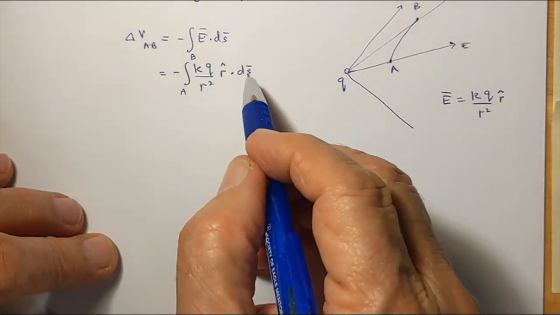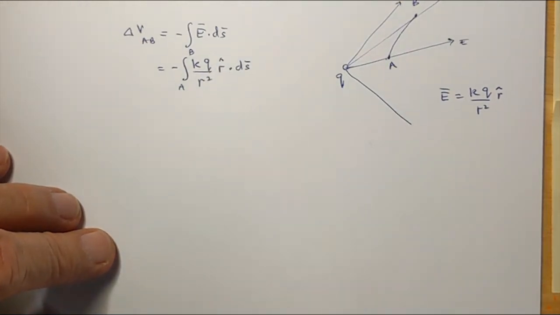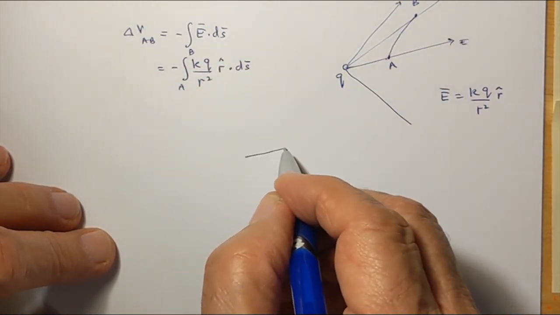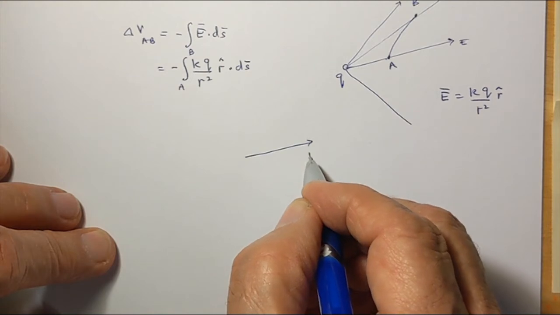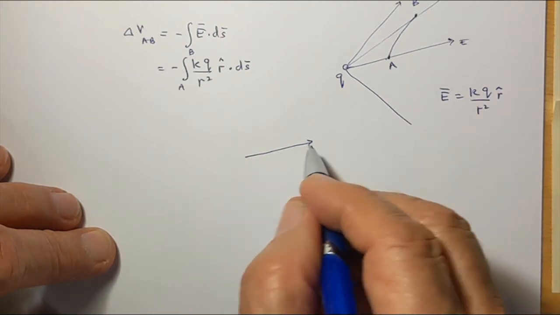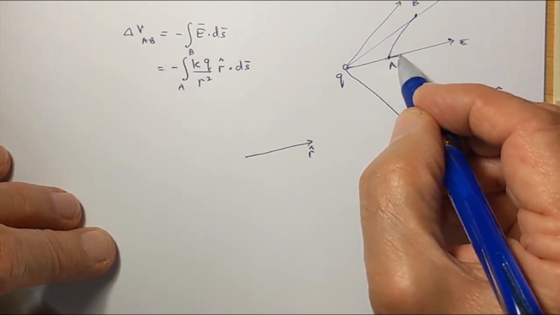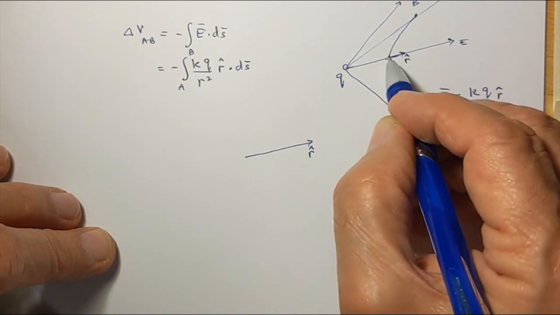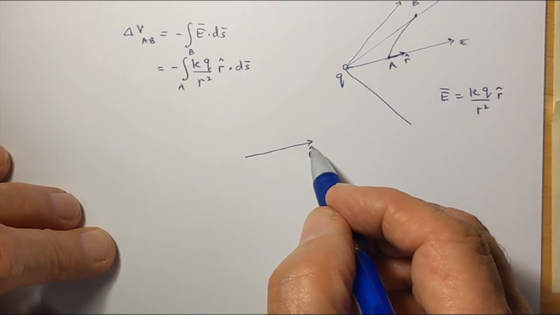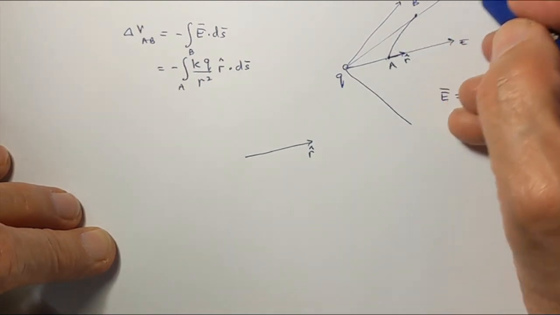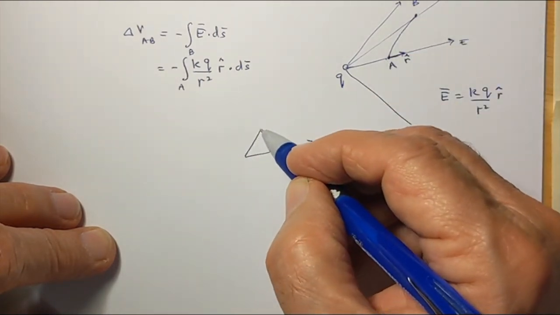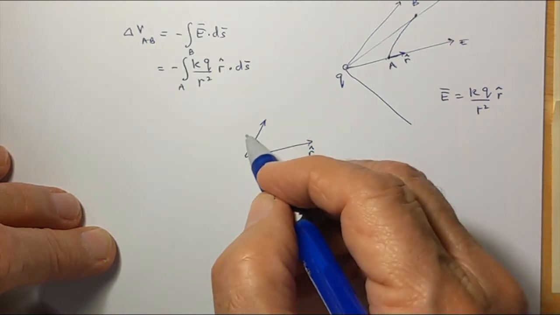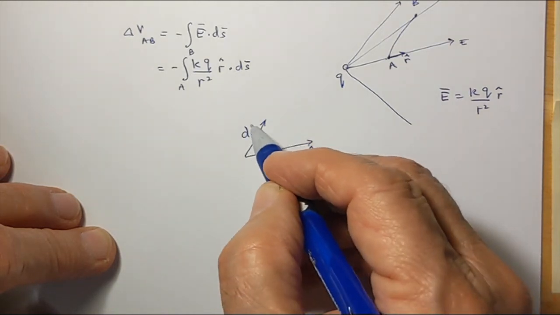Now let's look at this r unit vector dot ds. So if this is our r unit vector, it's of length 1, so it's going to be pointing this way. This is dr, this is the r unit vector, and the length is 1 unit by definition, and the ds is going this way. It does not have to be of length 1. That's our ds.